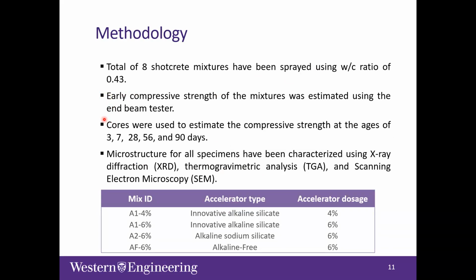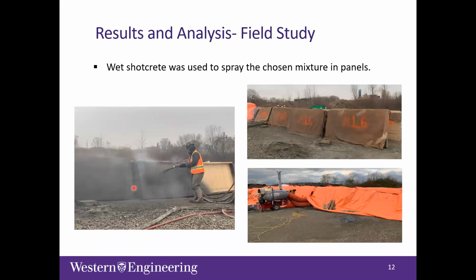Then these specimens were used for the microstructural analysis, doing the XRD, TGA, and scanning electron microscopy. As you can see here, we have a total of 4 mixes with 2 shotcrete control mixes, so a total of 8 panels were sprayed. After spraying, the panels were covered with wet burlap to ensure good initial curing.